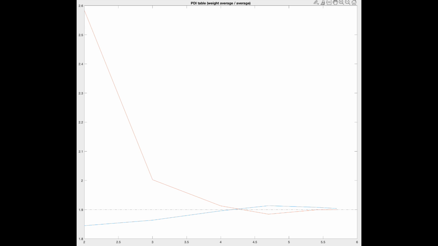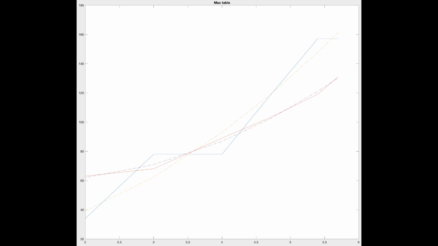Quite predictably, the PDI converges to 1.9, which makes sense since the weight average converges to 19 and the number average to 10. The only interesting result where pi and e are different is the maximum distance between repeating digits. Quite predictably, as the number of digits increases, the maximum number of digits until a digit is repeated increases.